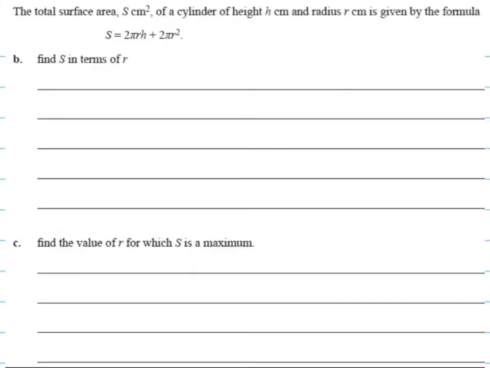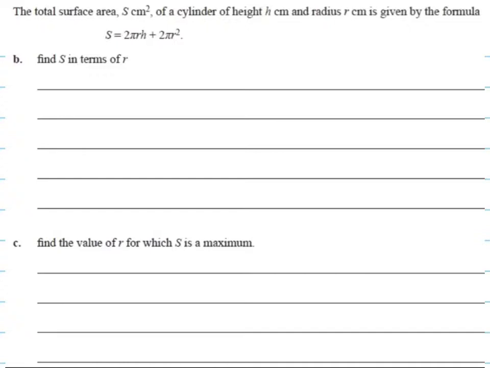This is part B and part C of the same question. The total surface area S of a cylinder of height h and radius r is given by the formula S is 2 pi r h plus 2 pi r squared. Find S in terms of r.